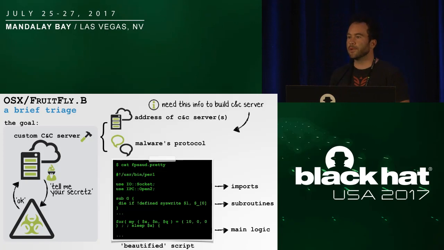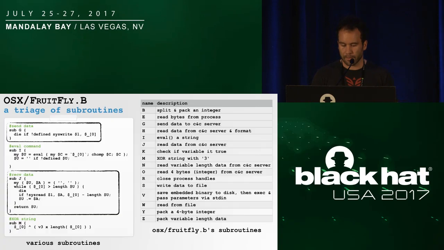The first thing we can do is beautify the script. It's obfuscated, minimized Perl, so by beautifying it, variable names and subroutines are still obfuscated or meaningless, but at least it's formatted better. So if we look at the formatted script, it starts with a variety of imports, some subroutines, and then is followed by the main logic.